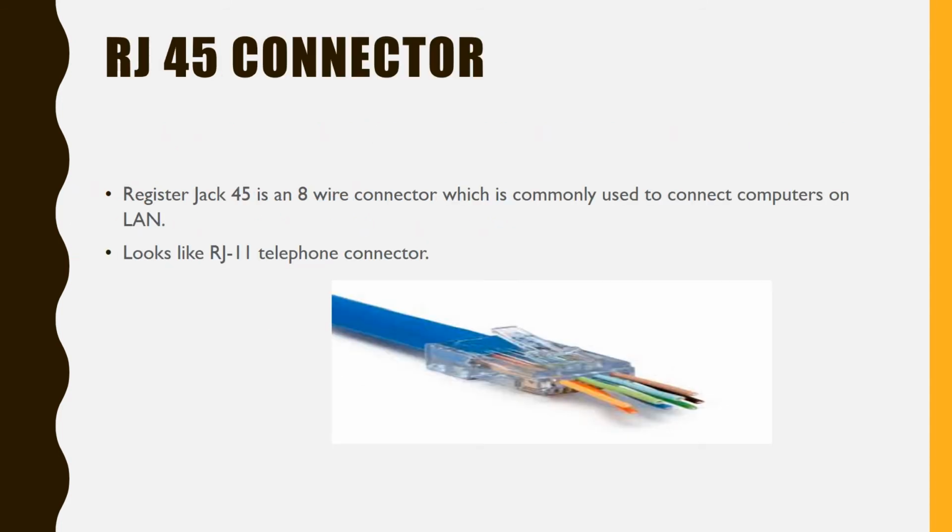Now, next thing is the RJ45 connector. As we can see in a previous slide, the RJ45 connector looks like a telephone connector. Normally the telephone connector is an RJ11 connector having two wires, whereas the RJ45, that is the registered jack 45 connector, is an 8 pin 8 wire connector. So it is used for LAN purposes.